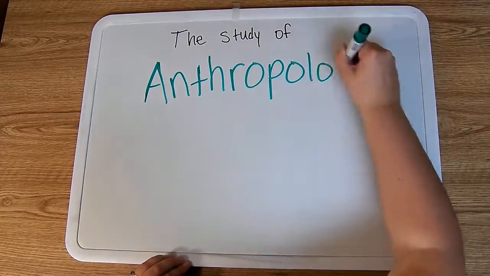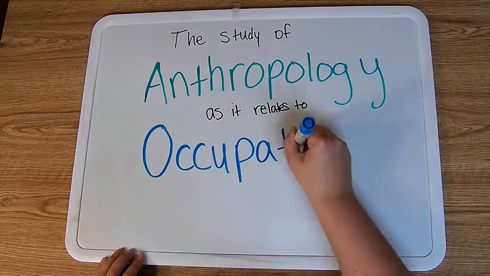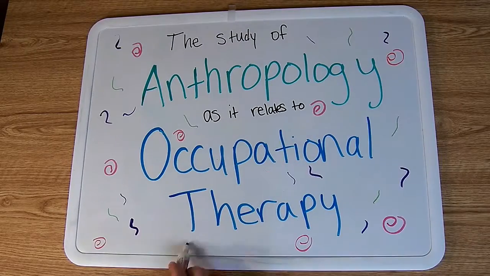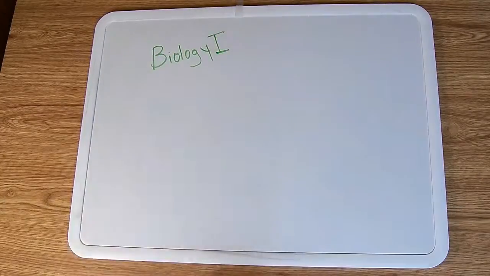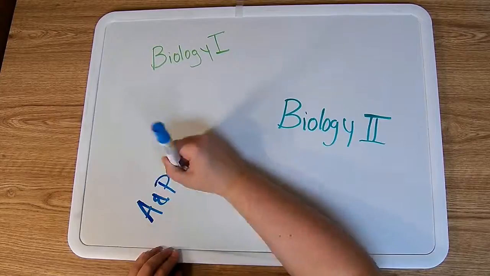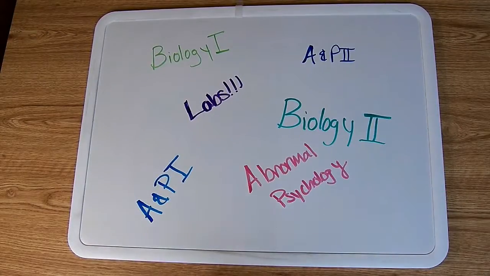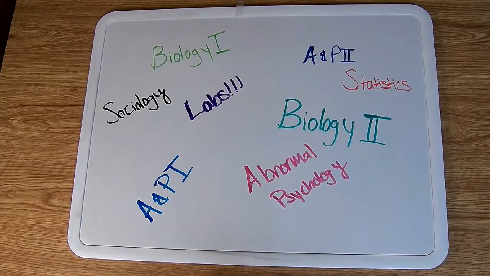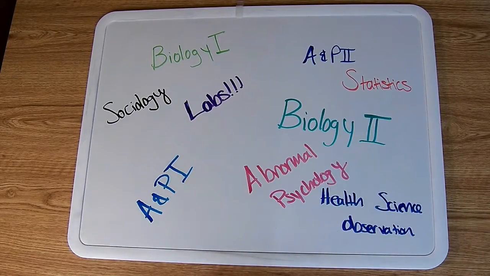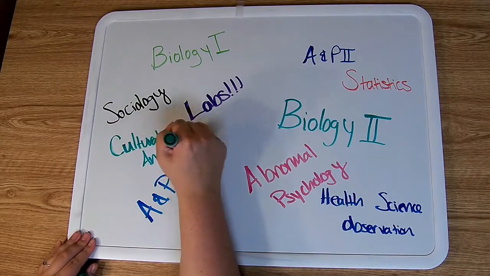The study of anthropology as it relates to occupational therapy. Students studying to become occupational therapists are required to take a plethora of classes as prerequisites to get accepted into a master's program, such as Bio 1 and 2, Anatomy and Physiology 1 and 2, Labs, Abnormal Psychology, Sociology, Statistics, Health Science Observation, Cultural Anthropology, Human Growth and Development.